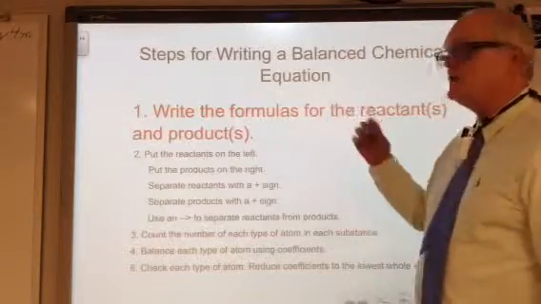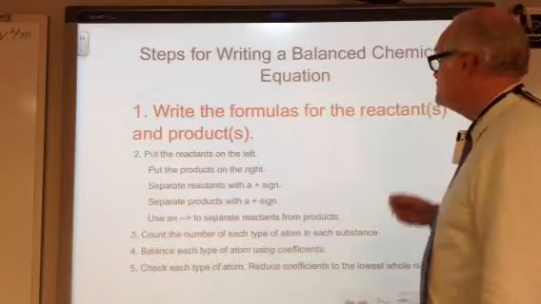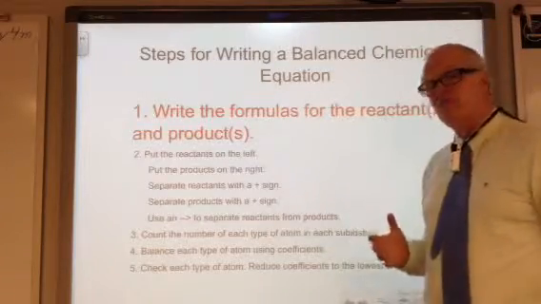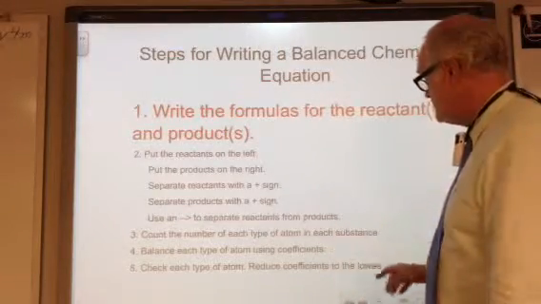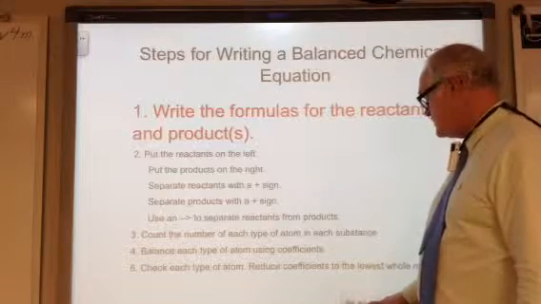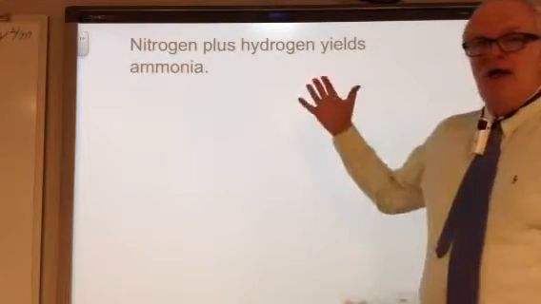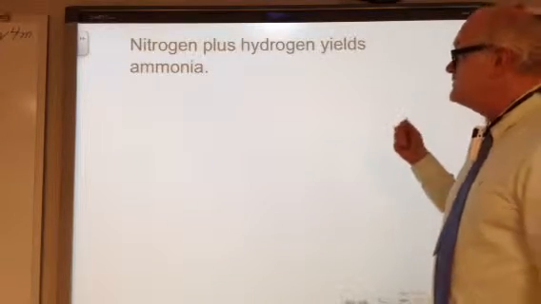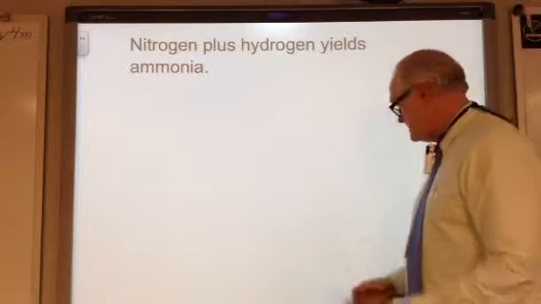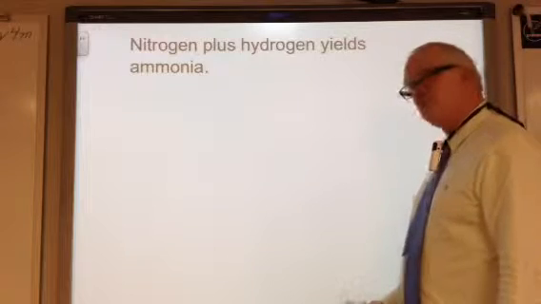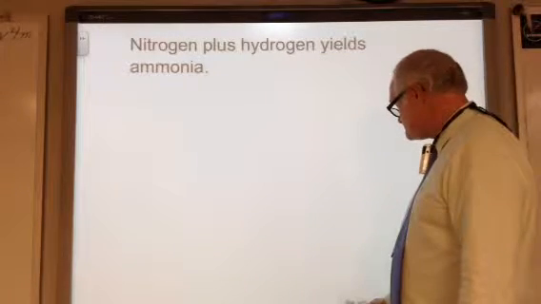The very first thing we want to do is write the correct formulas for the reactants and the products. If we don't have correct formulas, we have no chance to balance an equation. So let's look at an example. The reaction of nitrogen together with hydrogen yields ammonia. It's a widely used reaction. Millions of pounds of ammonia are made every year.